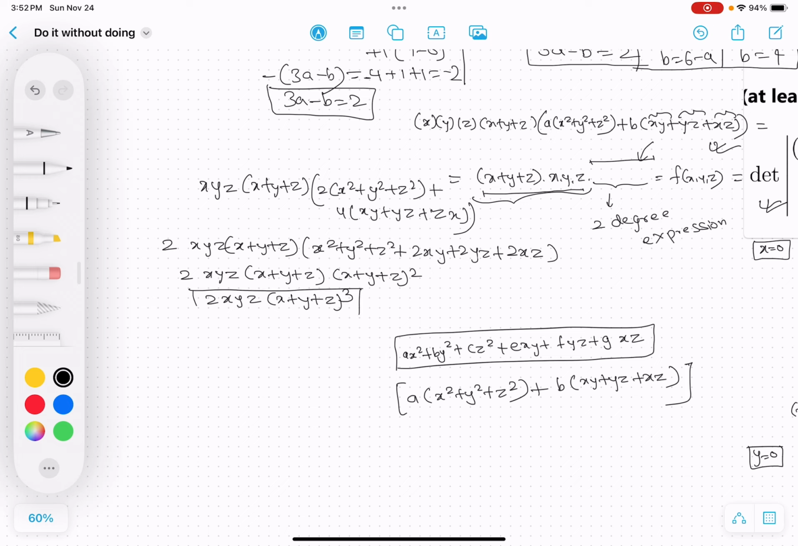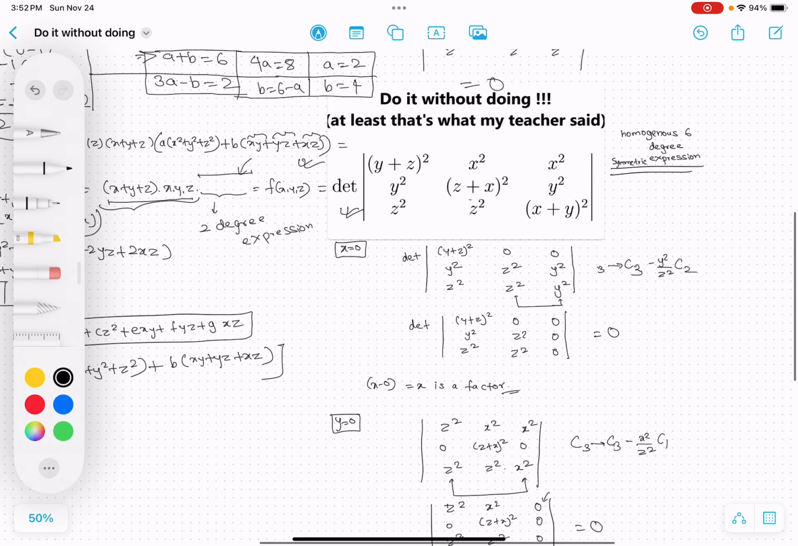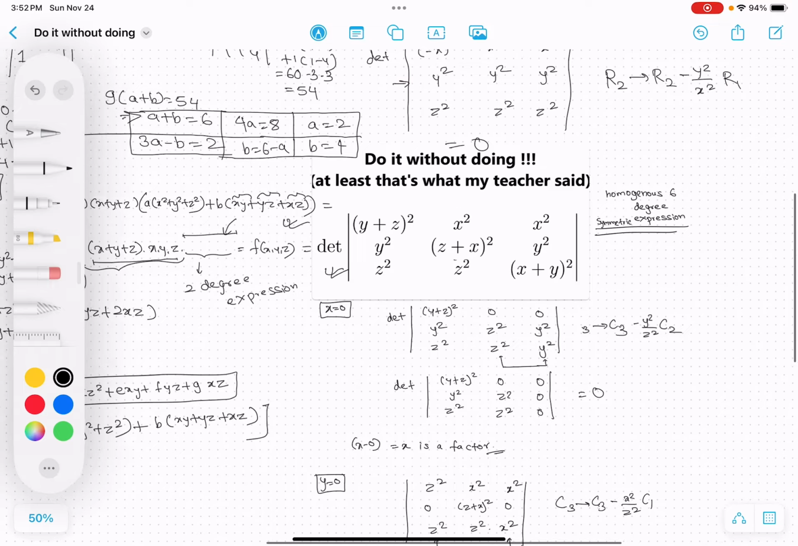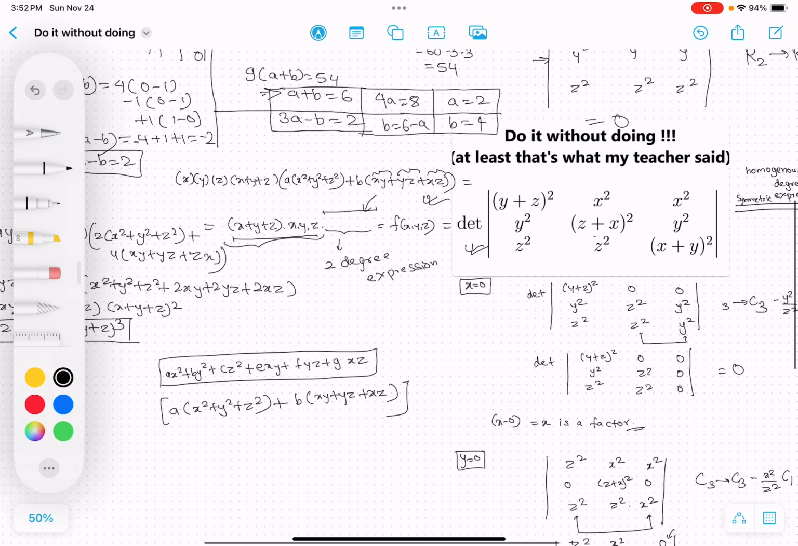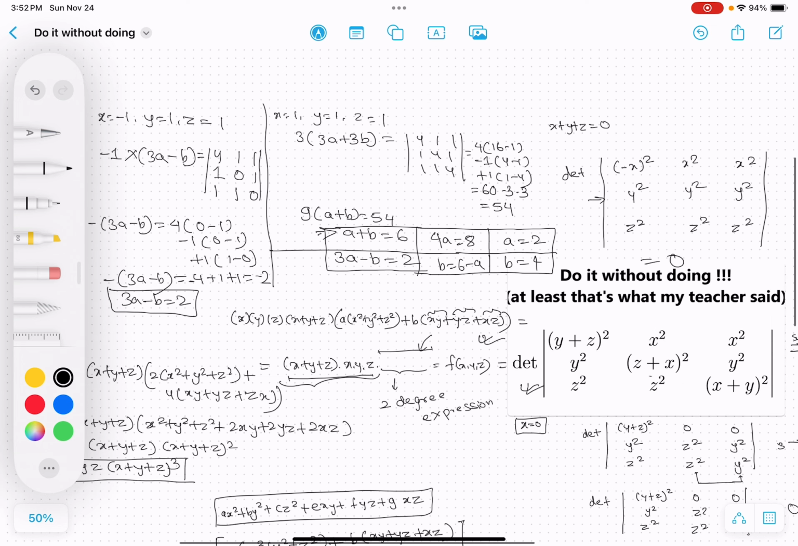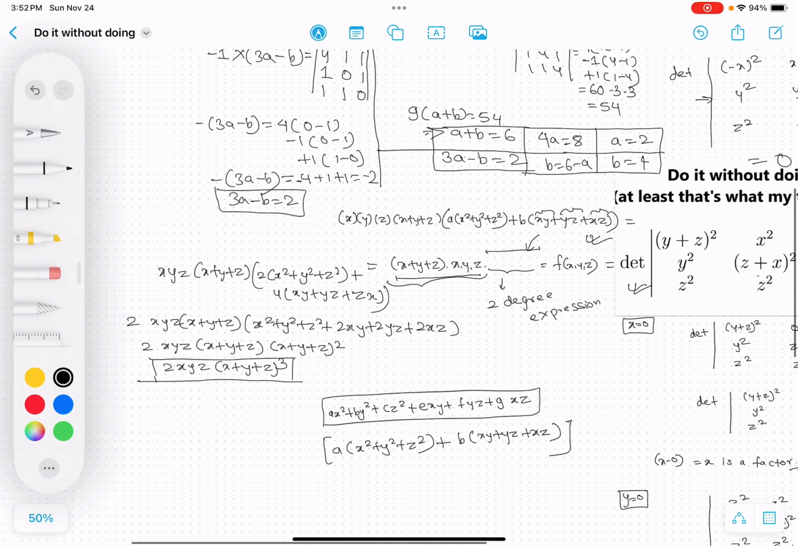And this answer has been verified through Python, right? I evaluated, and then I also checked the answer. This is the answer actually. And to get this answer, really, this method of finding factors helped us a lot, because after we could find it and after we knew that this is a homogeneous 6-degree symmetric expression, we could just predict what the remaining expression would be. And from that prediction, now we just need to find the a and b, which we found out by substituting values and then making equations. And that's how we solved the determinant.